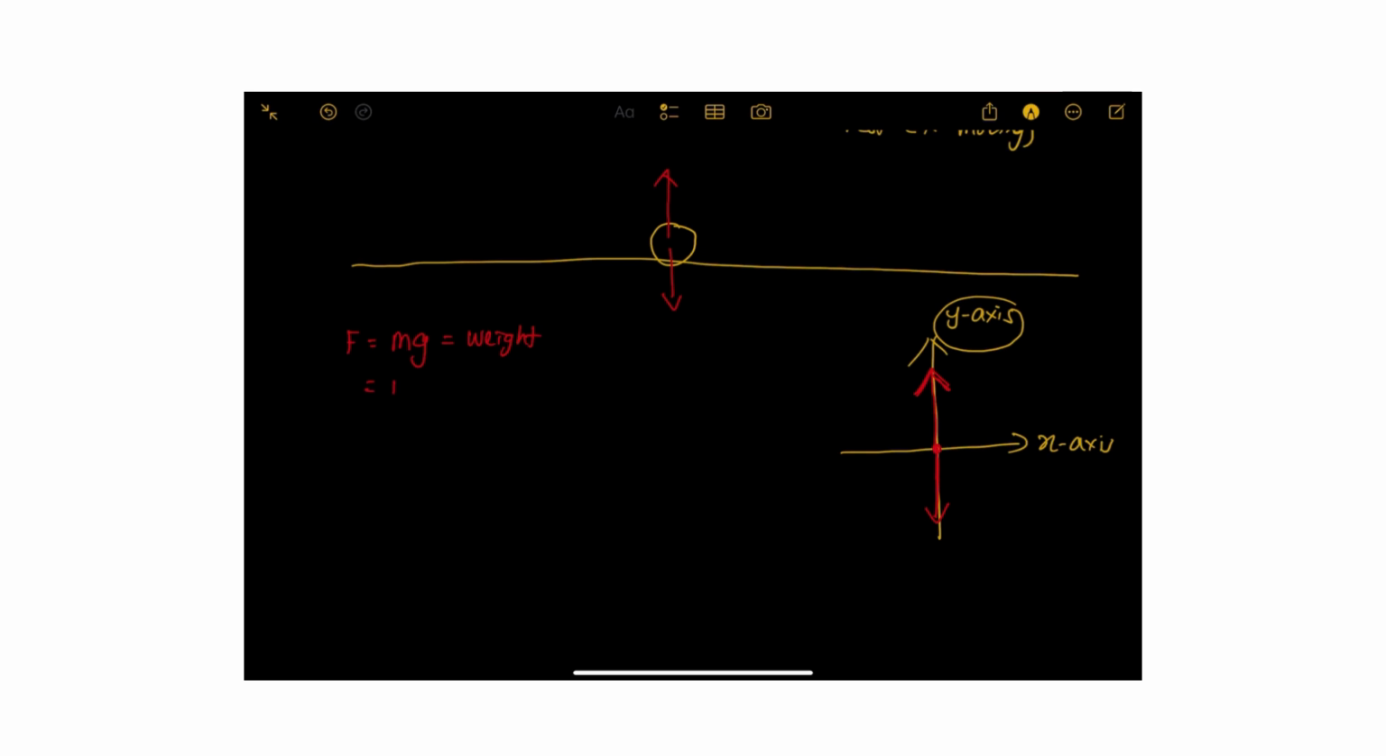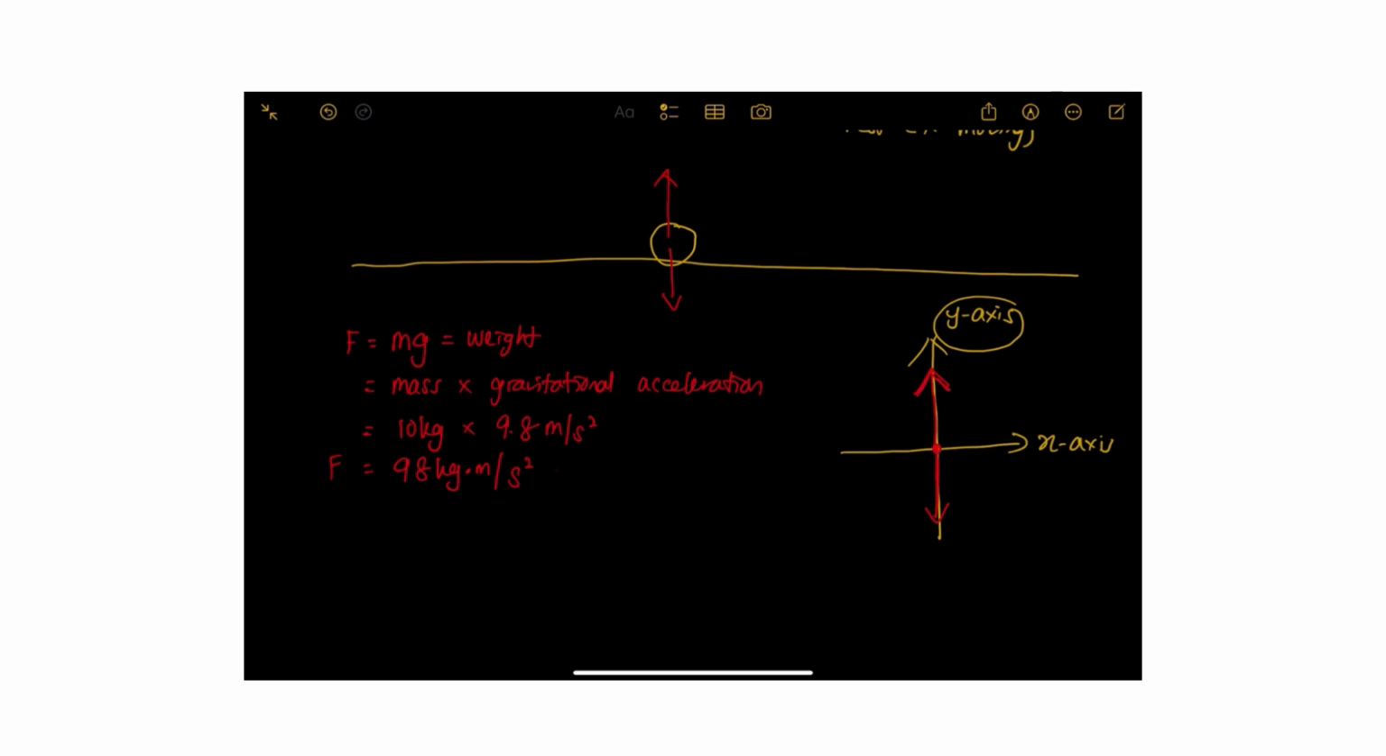Whereby the m is the mass and the g is the gravitational acceleration. So imagine this is a steel ball. We have a 10 kg mass and gravitational acceleration is a fixed figure, 9.8 meter per second square. If I multiply, the force will be 98 kilogram meter per second square.